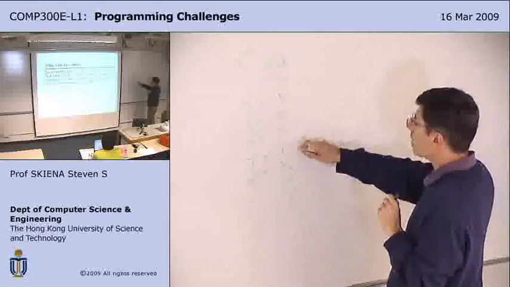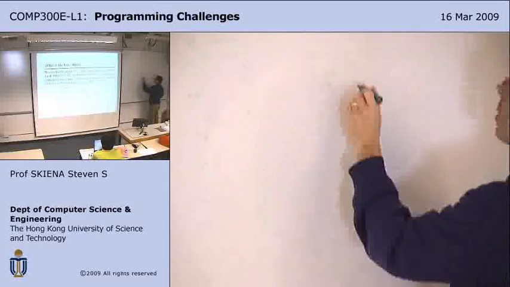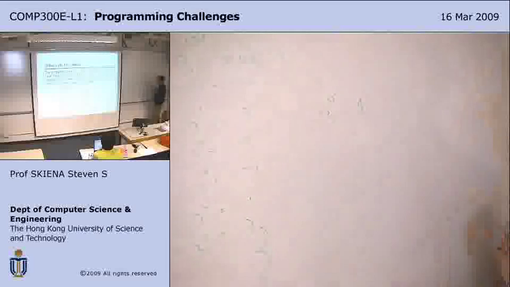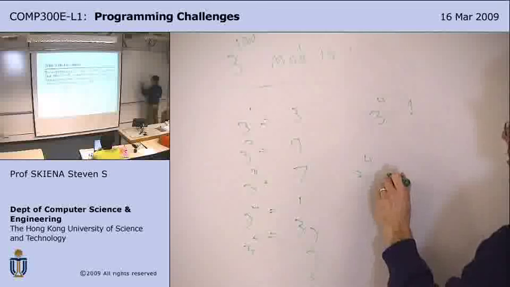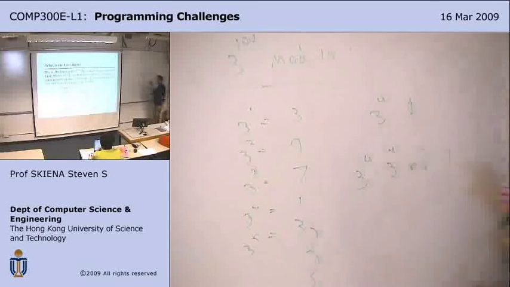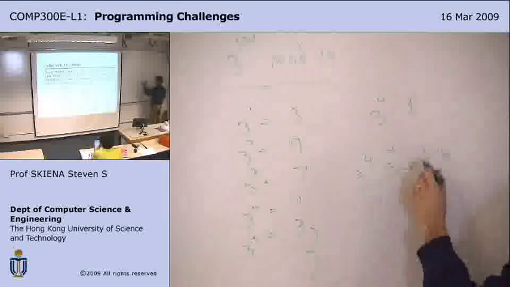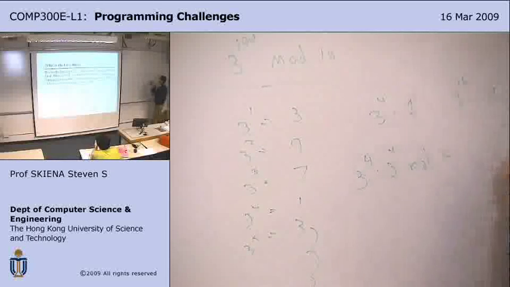Okay, if I know that 3 to the 4 is going to be equal to 1, what is 3 to the 4 times 3 to the 4 mod 10? What is that going to have to be? 1. Does everybody agree with that? So we know that 3 to the 16 is going to have a last digit of 1, right?